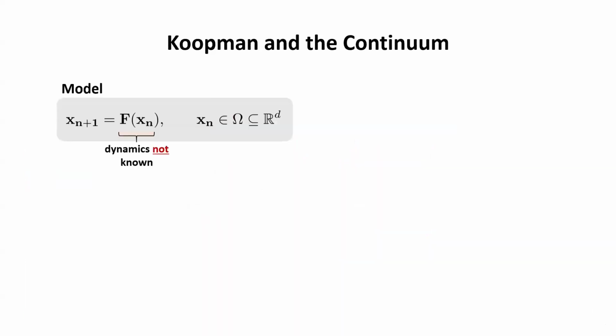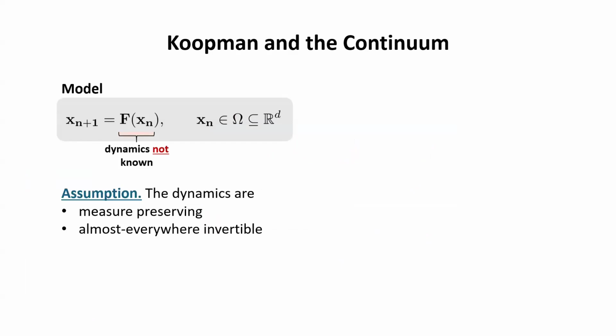So I'm going to focus today on a nice controlled case. We have a discrete time dynamical system on a d-dimensional state space. As usual, we don't know the dynamical map, but I am going to assume that the dynamics are measure preserving. And there's a technical assumption that they should also be invertible almost everywhere with respect to that measure. So you can think of certain Hamiltonian systems, systems with mixing dynamics on an attractor.